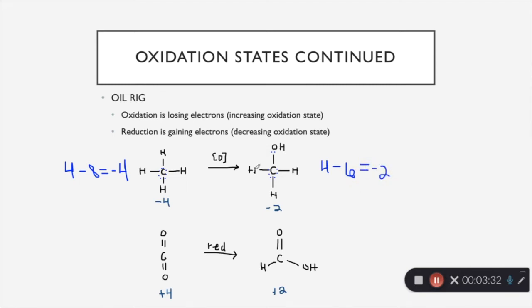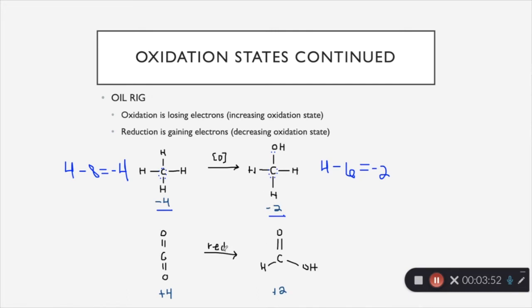And you can see that this is oxidation because in the case over here, the carbon has 8 electrons, and then in this case, it only has 6 electrons. So it's losing electrons, and you can see that the number for the oxidation state is increasing. It went from -4 to -2.